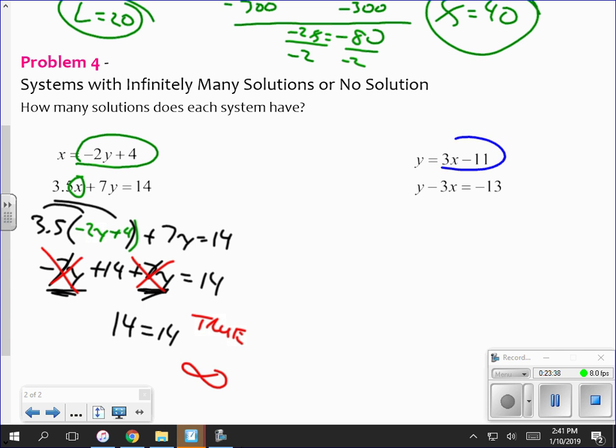So this one's kind of the same thing going on here. y equals 3x minus 11. So what I do is I put 3x minus 11 in for y. I take the y, replace it with 3x minus 11. 3x minus 11 minus 3x equals negative 13. 3x minus 3x, how many x's do I have? I have 3 here, negative 3 here. What happens to my x's? They cancel each other out. They're gone. Boom. So I'm left with negative 11 equals negative 13.